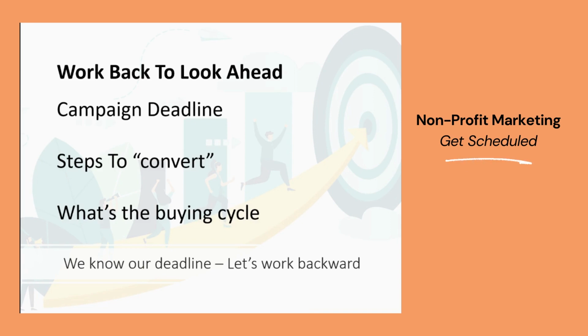So we look ahead, but we work backwards. What is that goal? When is its deadline? How many steps does it take to convert that person? And really what's happening in their buying cycle. Do I need to have a touch point of 7 times before somebody buys? Is that buying cycle long?